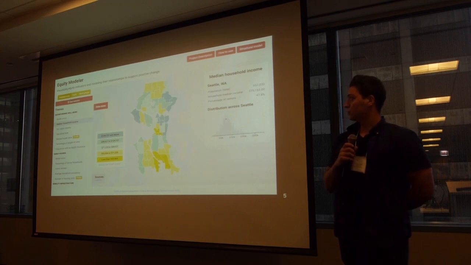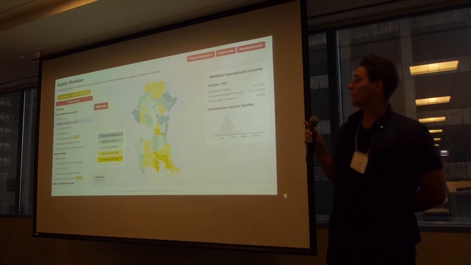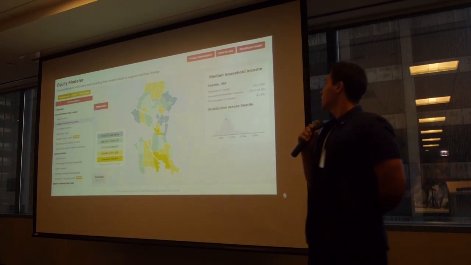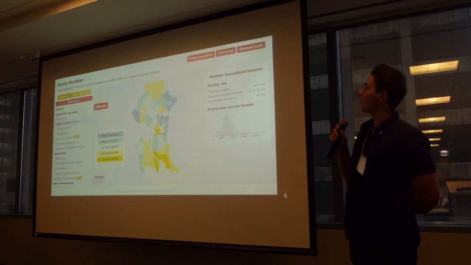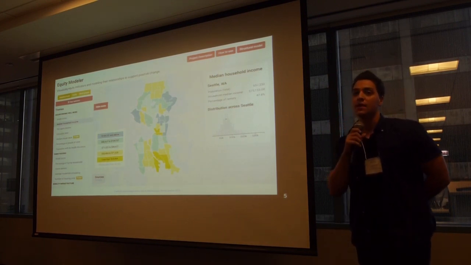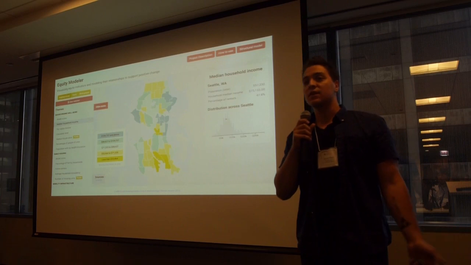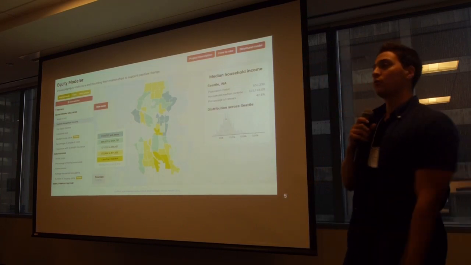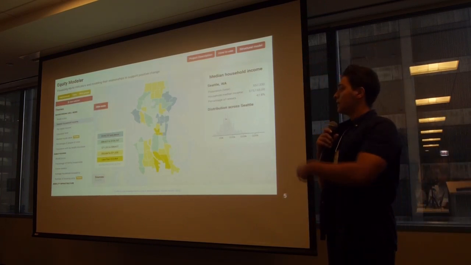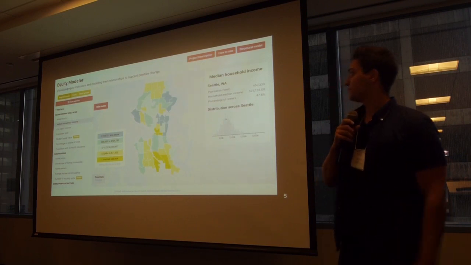Here's what our visual tool looks like. As you can see on the left, you can select your variables. And on the right, we have a description of some more interesting facts, as well as a histogram that lets you understand where that specific neighborhood, census tract, or block group falls within the greater scheme of Seattle.